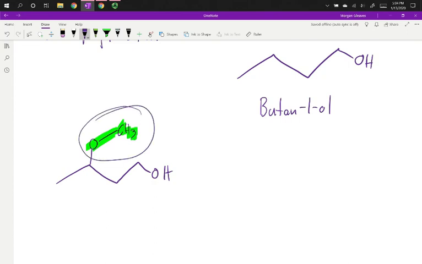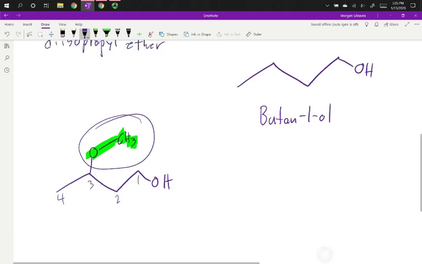When you have ether subgroups, there is a way to describe them. We'd write our normal molecule first. 1, 2, 3, 4. Alcohol is our functional group. It is what we want to be the lowest possible. So it is still a butan-1-ol. Out here at the 3 position is a methyl ether. We call that a methoxy.